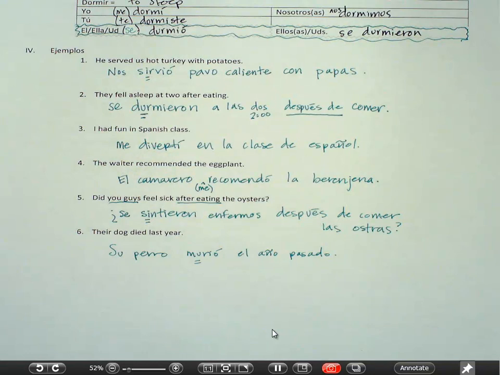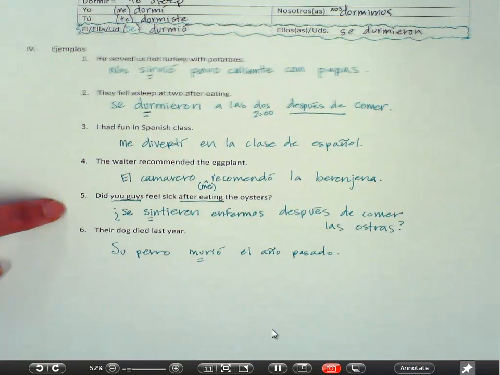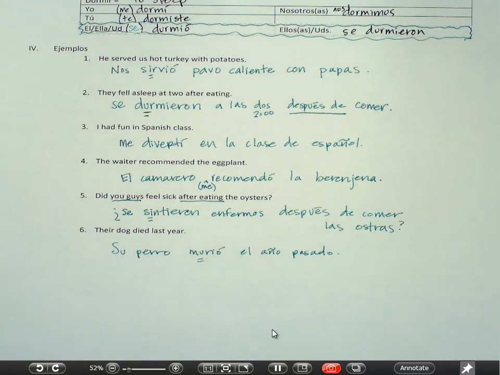4. The waiter recommended the eggplant. El camarero me recomendó la berenjena. Oh, I see what I did there. Okay. El camarero recomendó la berenjena. 2 things. First of all, recomendar is an AR verb. So does it have a stem change in the past tense? No. Automatically no, because it's not an IR verb. Then what I must have asked last year, if I wanted to change this sentence from the waiter recommended the eggplant to the waiter recommended me the eggplant, or recommended to me the eggplant, I would have put me before the verb.